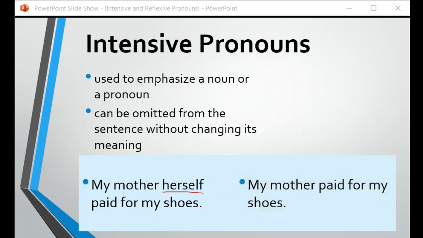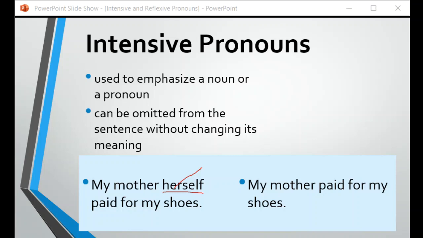if we change the sentence and delete herself, kung burahin mo yung herself, tingnan mo dito sa sentence na to. My mother paid for my shoes. Nawala na yung herself. Pero, hindi na nagbago yung ibig sabihin ng pangungusap mo. The sentence did not change its meaning by deleting the word herself in it.